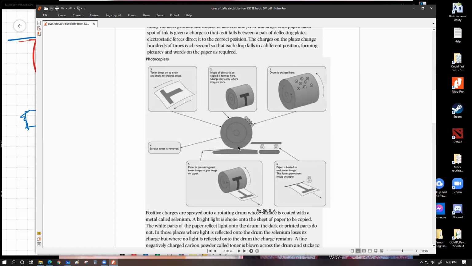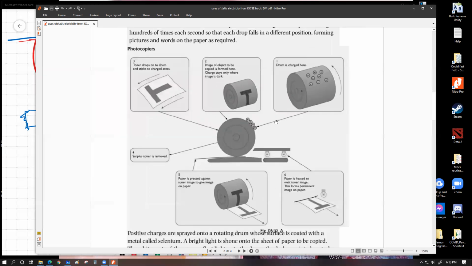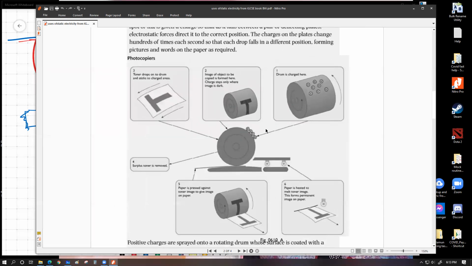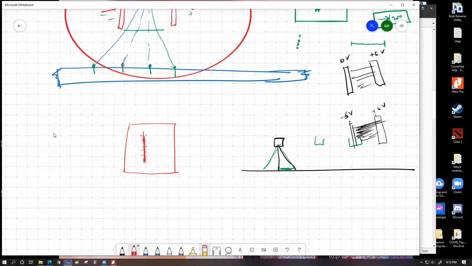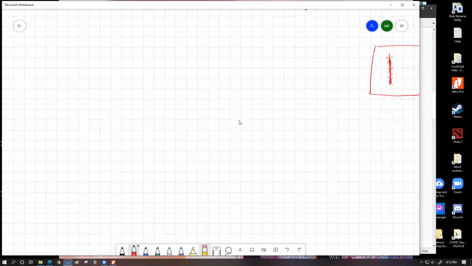The first step, you can see over here, number one, let me zoom in a little bit maybe. Okay, the first thing it says is that the drum is charged here. The way we charge the drum is that we apply a positively charged airflow onto a certain thickness of the drum. So if I just try to show it to you in a diagram, let's say this is the drum.